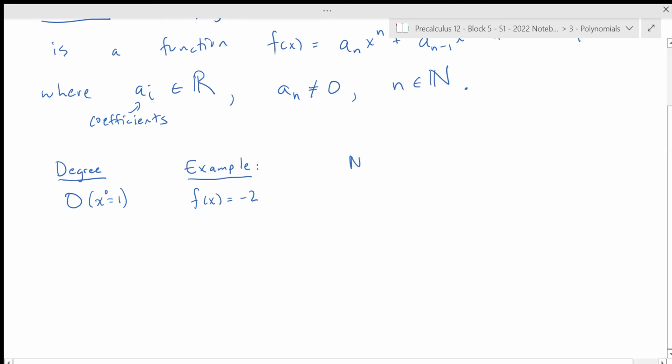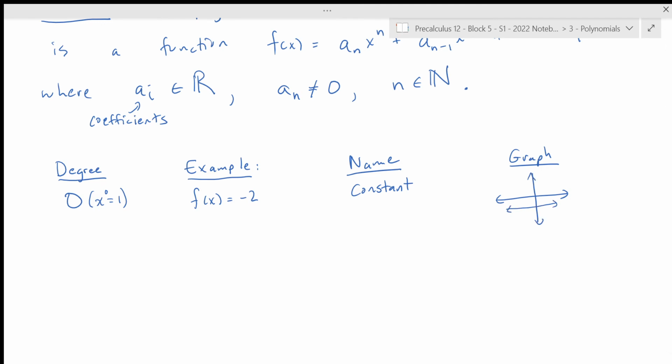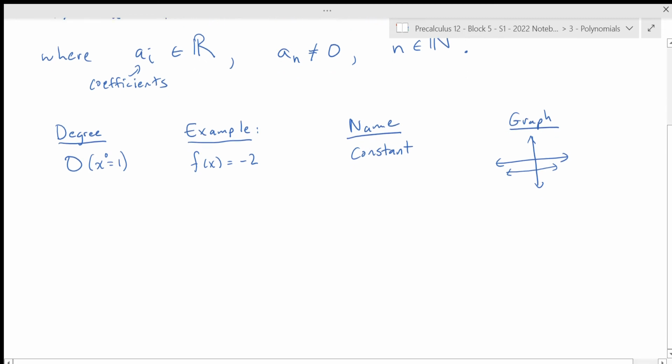The name, well, this we would actually call a constant function. So it's a function that's defined as the same number all the time. Not really super interesting. And the graph of a constant function is always going to be a horizontal line. So it'd have to be not just any line, just a horizontal line is a constant function.